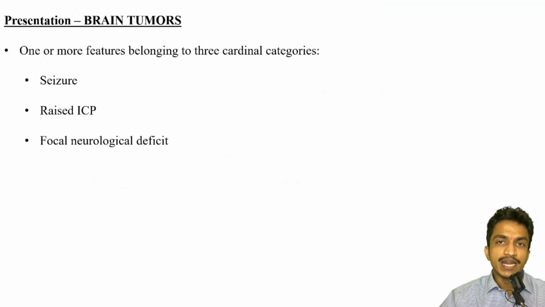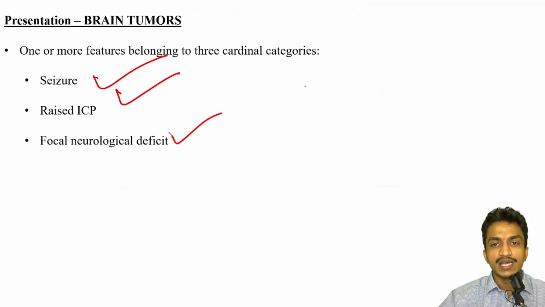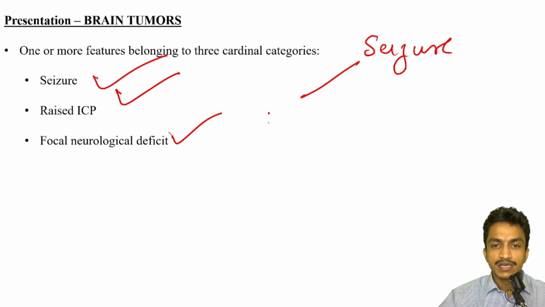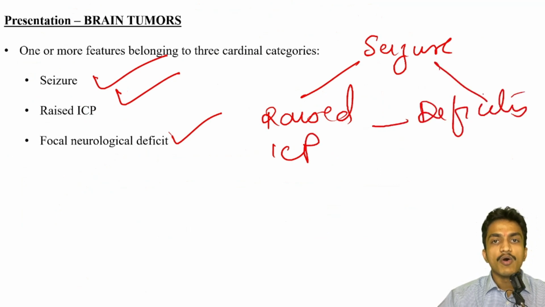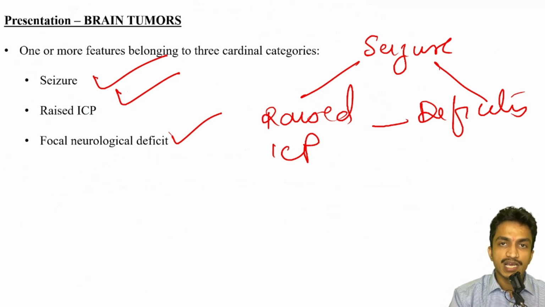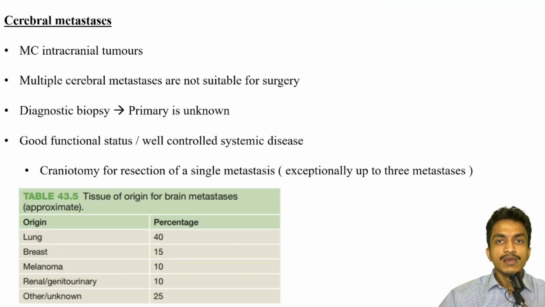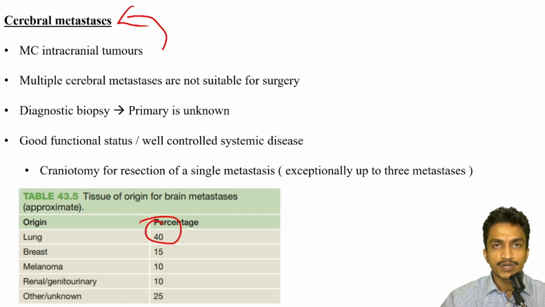Now coming to brain tumors, so basically it presents with seizures, raised ICP, and focal deficits. So it is a triad of patient presenting with seizures, raised intracranial pressure, and deficits due to either compression or due to surrounding edema because of the tumor, or compression over certain eloquent areas leading to seizures. So the most common intracranial tumor is cerebral metastasis, and most commonly it arises from lung. That is important to understand.